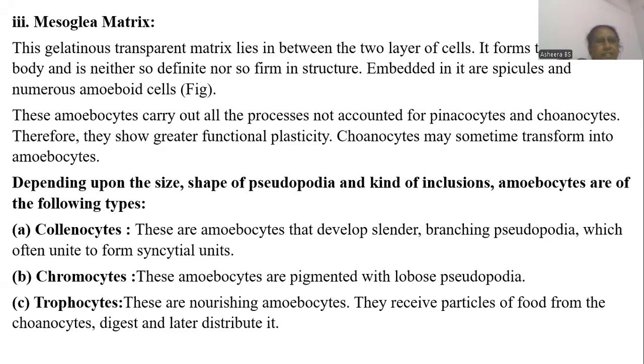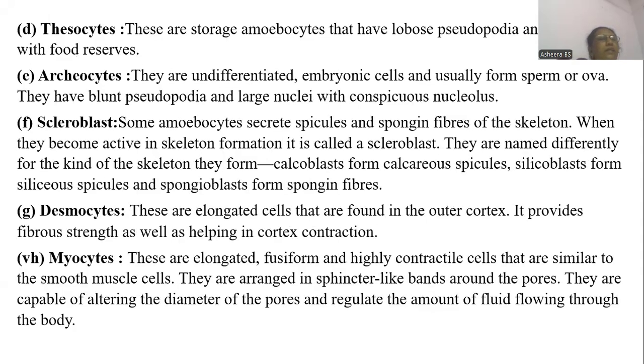Then trophocytes are there. These trophocytes are the nourishing amoebocytes. They will have the food particles, and this can help in digestion and distribution of the nutrition. Then the thesocytes. Thesocytes are the storage amoebocytes. They also have lobose pseudopodia and are filled with reserve food material. They keep the reserve food in the thesocytes.